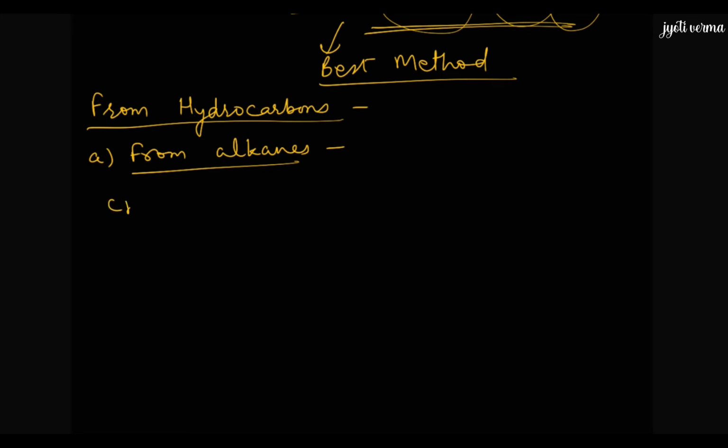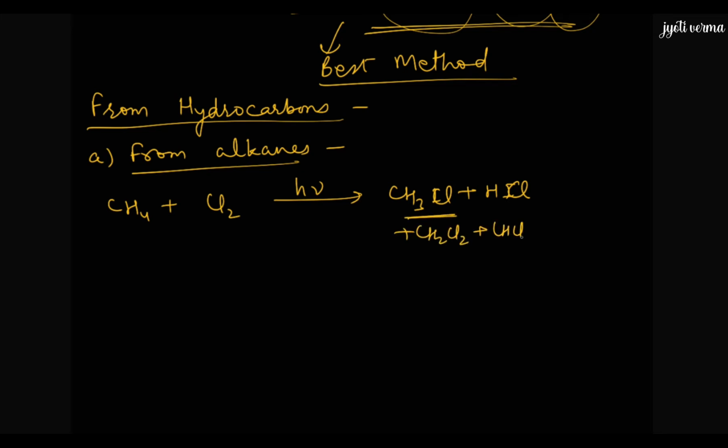Say for example we are taking CH4 and Cl2. If we do its reaction in presence of sunlight, then free radical substitution will take place and the compound obtained will be CH3Cl plus HCl. This will be the reaction taking place here. Along with this we will get CH2Cl2, CHCl3, and CCl4 also, right?